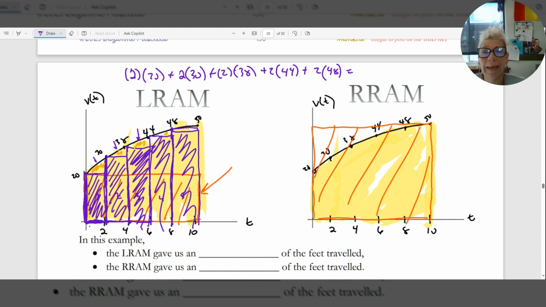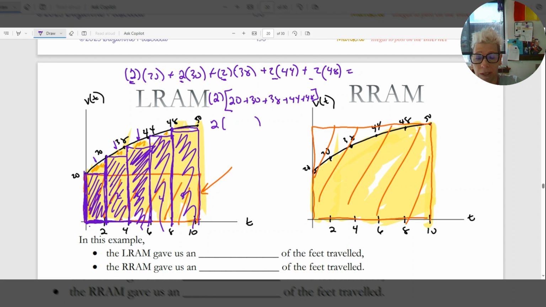So now if you go ahead and add those up, and by the way, let me grab my calculator. Let's notice that each one of these rectangles has a width of 2. That's a GCF. So what we're really calculating when we do this left RAM is the width of each rectangle, which is 2, and then we're adding all of the heights. So you can grab your calculator and do the same.